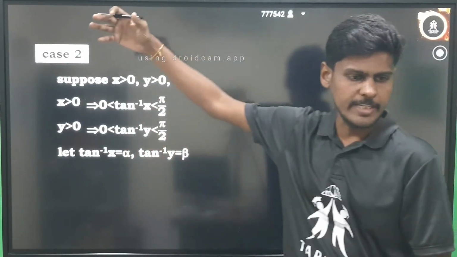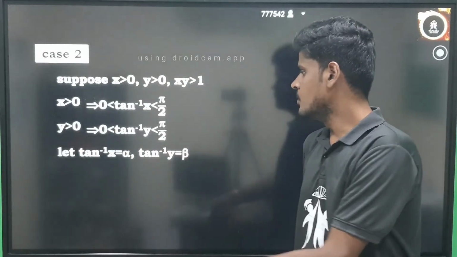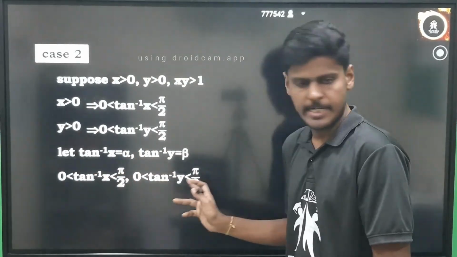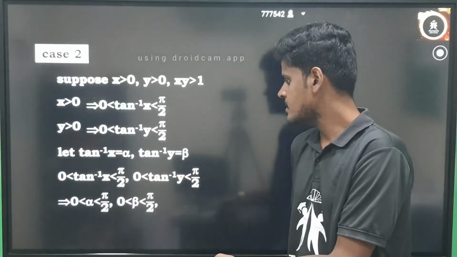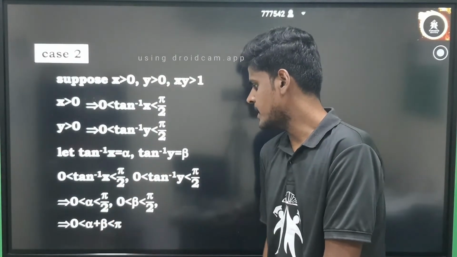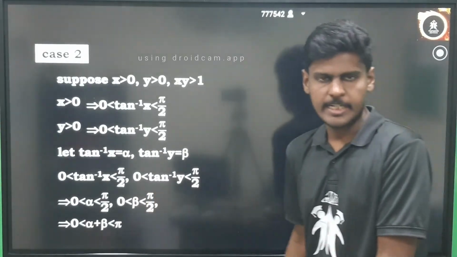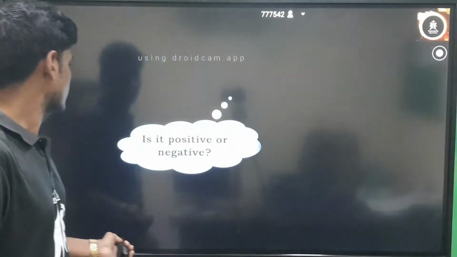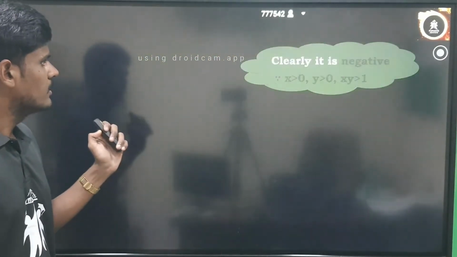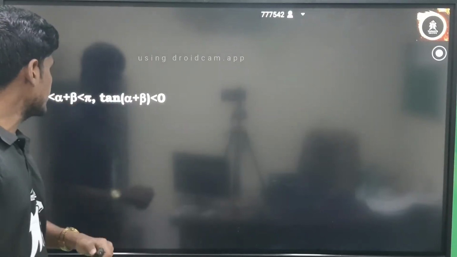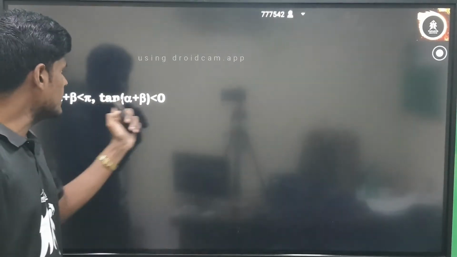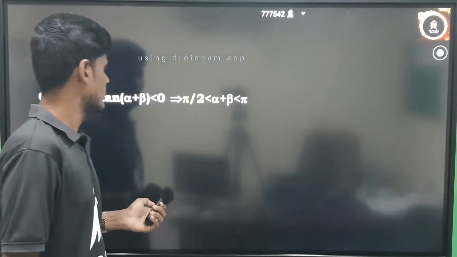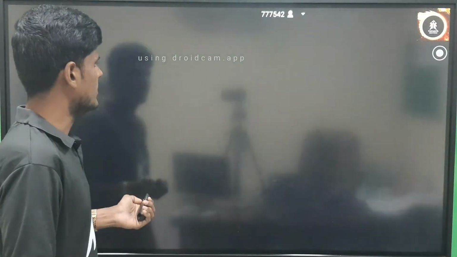It is just like the previous time. Now when we add these two, tan inverse x plus tan inverse y will lie between 0 to 90 plus 0 to 90, so total 0 to 180 degrees. Alpha plus beta will be between 0 to 180 degrees. Now what we need to see is, alpha plus beta is between 0 to 180 degrees, and what is tan of alpha plus beta?